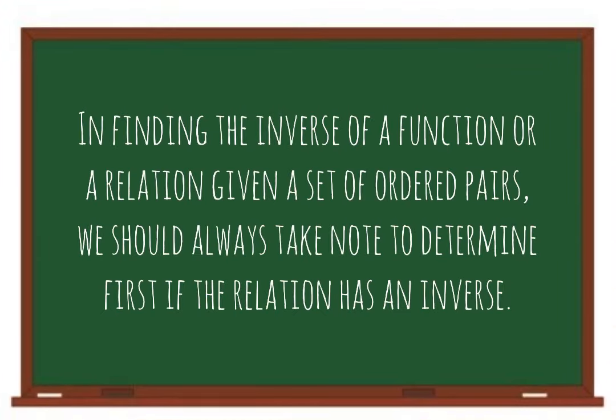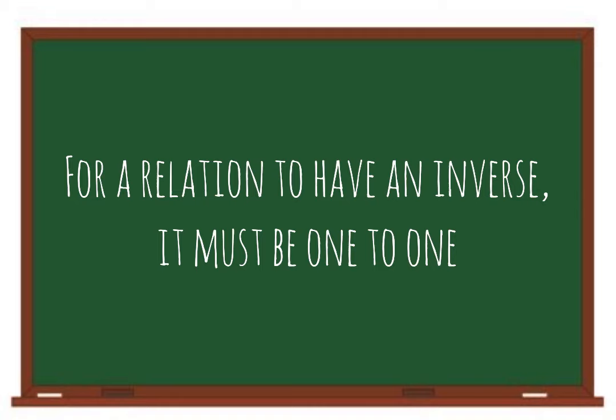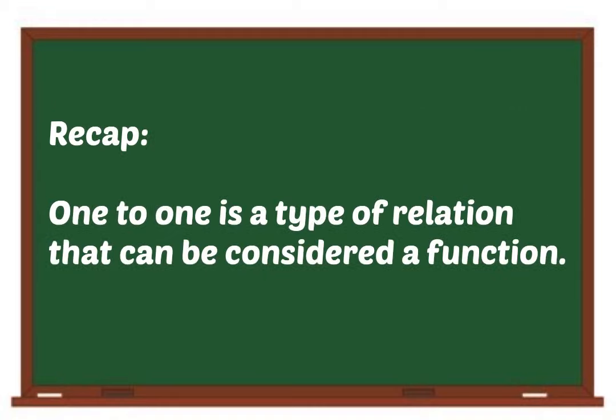In finding the inverse of a function or a relation given a set of ordered pairs, we should always take note to determine first if the relation has an inverse. For a relation to have an inverse, it must be 1 to 1. Let's have a short recap. 1 to 1 is a type of relation that can be considered as a function.